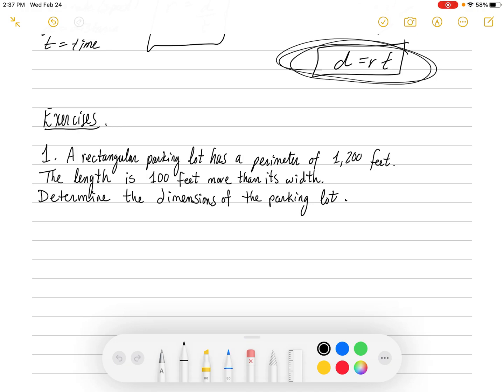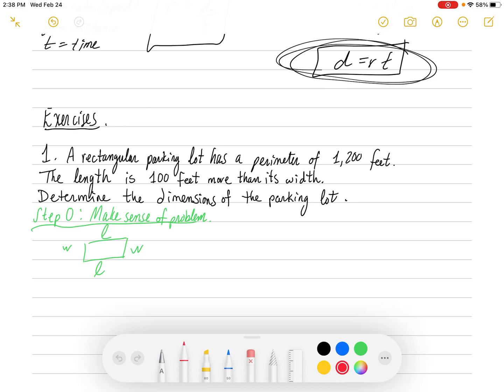So normally when I'm doing word problems, first of all, I read the problem and I make sense of it. I'll call this step 0. So here I have a rectangular parking lot. We're going to have 2 dimensions, right? We're going to have width. We're going to have length. I like to call the long side the length, the short side the width. We know that the perimeter is 1,200 feet. The length is 100 feet more than the width. We want to find the dimensions of the parking lot.